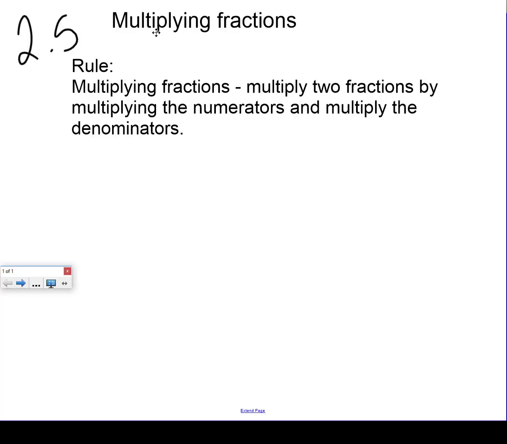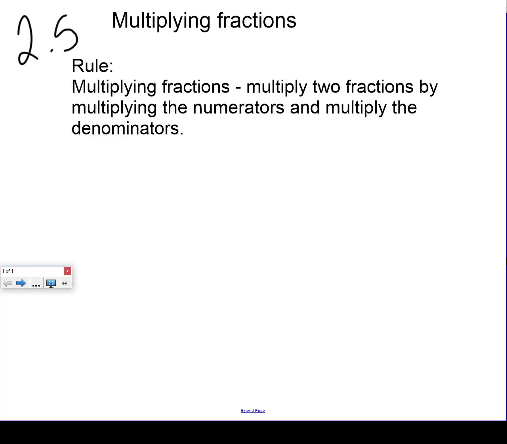And we talked about lowest terms in the last section, 2.4, about finding a common factor that evenly goes into the top number and the bottom number, the numerator and the denominator, to put that fraction into lowest terms. And so we're going to do that at the end of our multiplication.